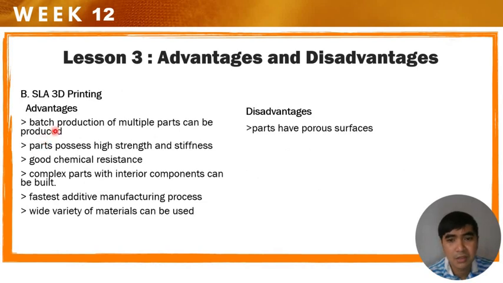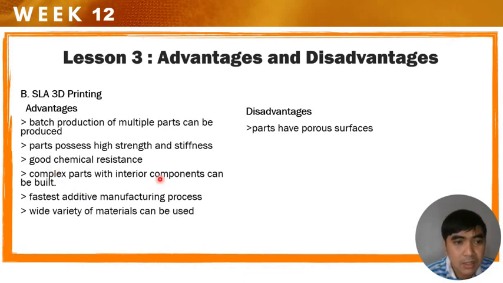Then next, SLA 3D printing advantages. Batch production: multiple parts can be produced, so it also accommodates parts by batch. Parts possess high strength and stiffness, so it is similar to SLS. Good chemical resistance: this is the difference between SLA and SLS. SLS processes plastics with good mechanical properties, while SLA processes plastics with good chemical resistance.